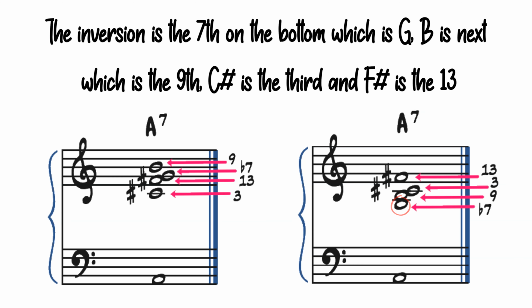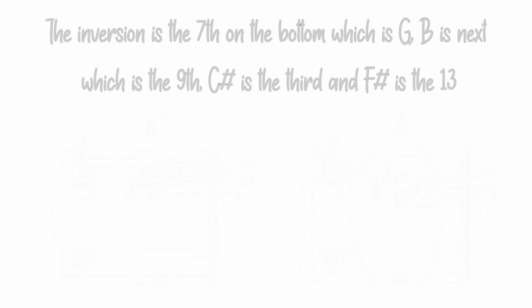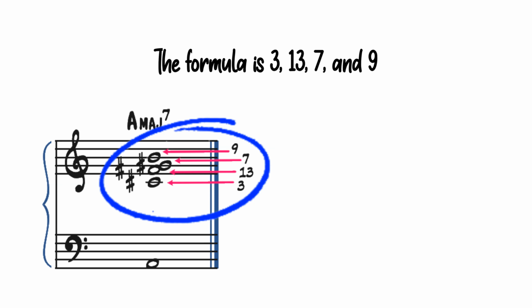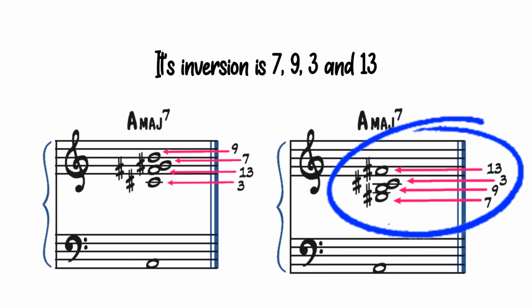The inversion is the 7th on the bottom, which is G, B is next, which is the 9th, C sharp is the 3rd, and F sharp is the 13th. There is a formula for these chords, and if you memorize these intervals, you just plug them into the mode. The formula is 3, 13, 7, and 9. Its inversion is 7, 9, 3, and 13.